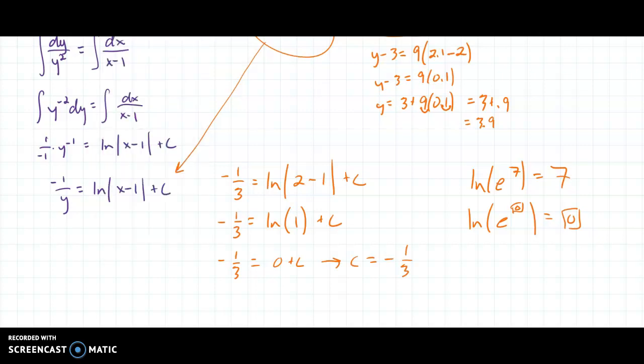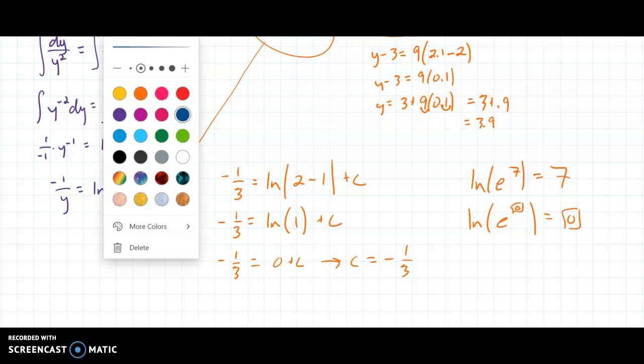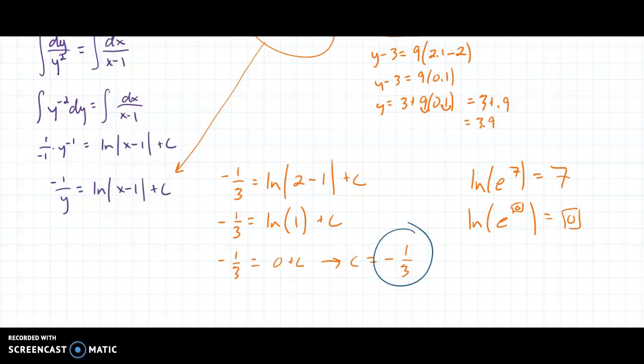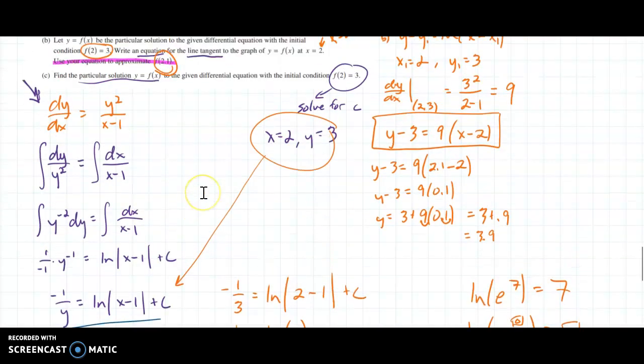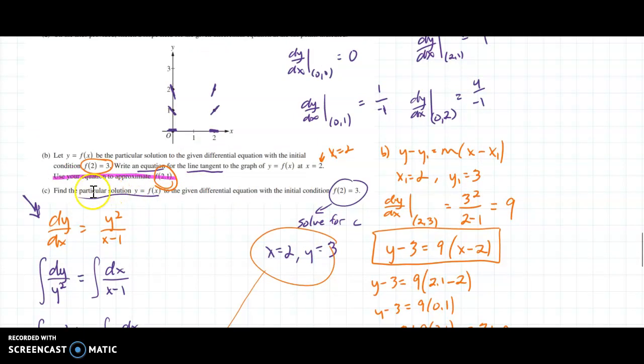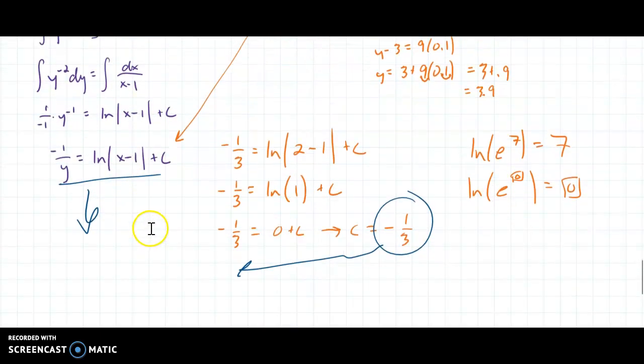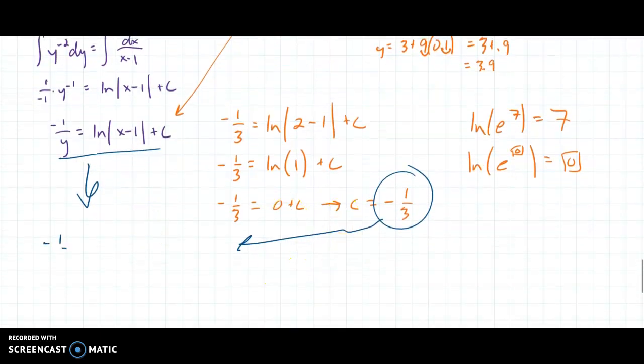So my last step is going to be to plug this in, combine these two lines with that c value and then solve for y. Because look, up here, I said this in the last video, they asked for the particular solution y equals f of x. They want y to be a function of x. So I need to have just x's, and I need to have y solved for. So if I do this, I get negative 1 over y equals ln absolute value x minus 1 minus 1/3.